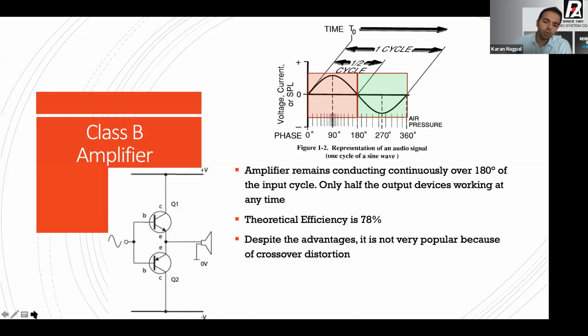it's not that popular, because as the signal goes from the positive to the negative cycle, you can see the input is undistorted, but the minute it goes from positive to negative, as it switches, there is a crossover from one output stage to the other, and some crossover distortion comes into play.